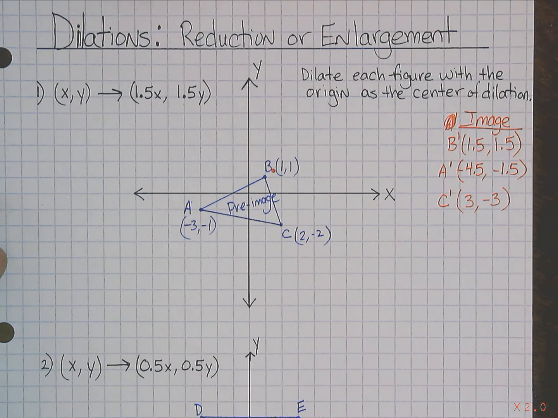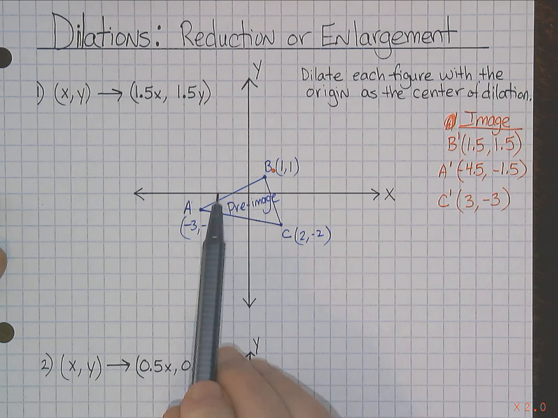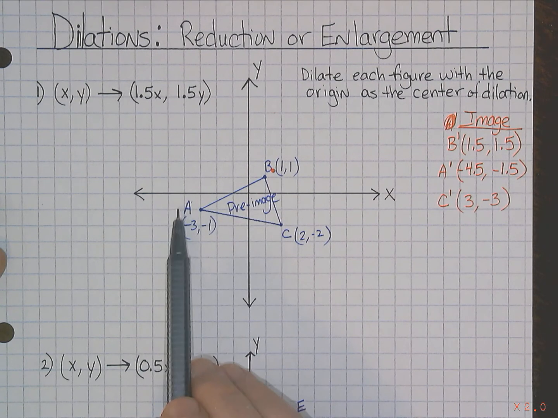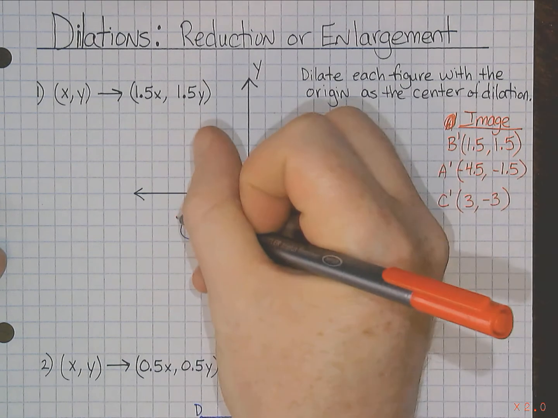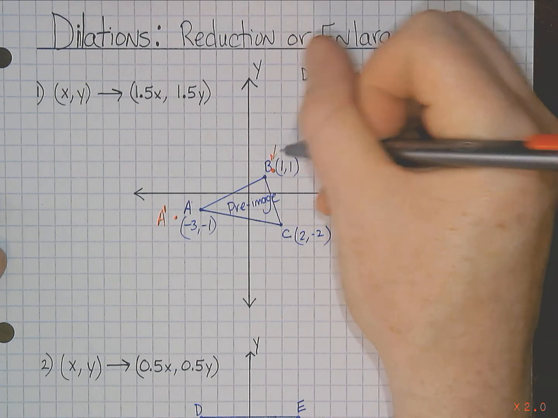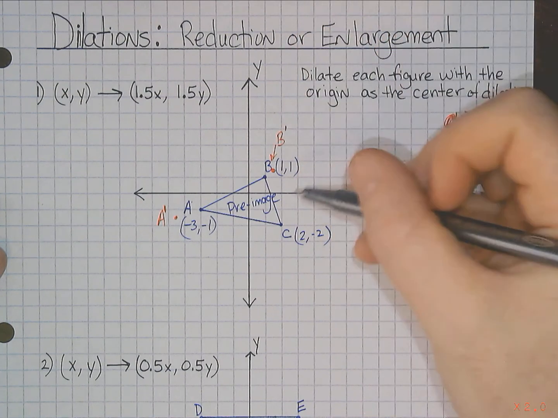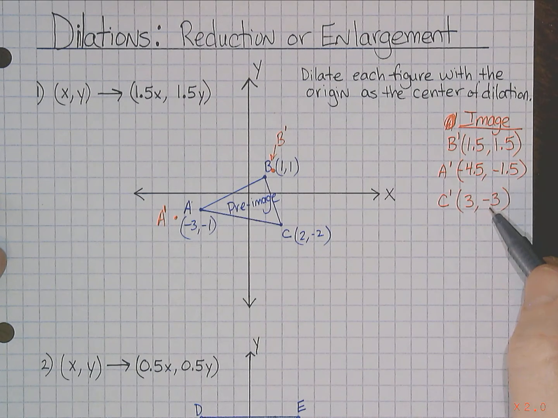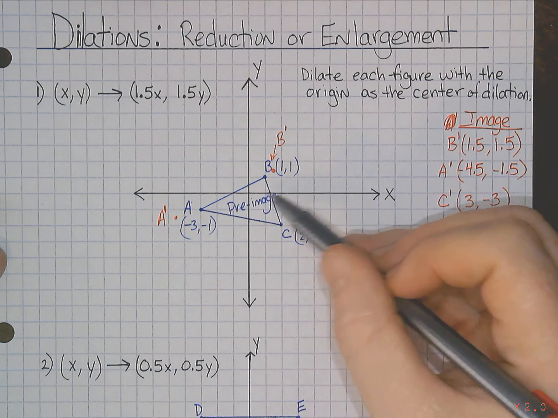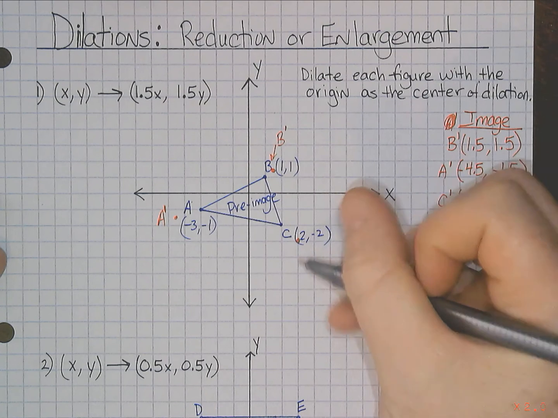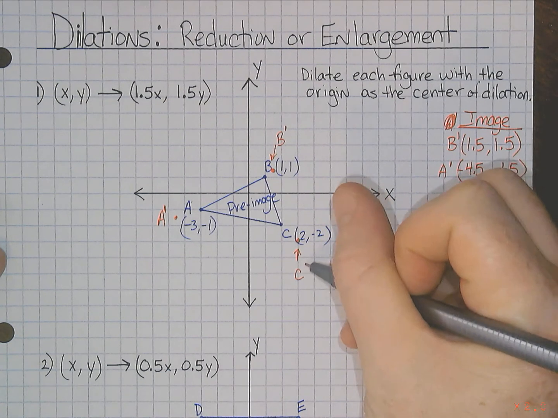Okay. A prime is going to be negative 4.5. 1, 2, 3, 4, 4.5. Negative 1.5. It's going to end up about right there. So that's going to be A prime. I forgot to label this B prime. It's so close to B, so I'm just putting a little arrow right there so you can see where it's at. And C prime is going to end up being 3, negative 3. So 1, 2, 3, 1, 2, 3. And that's going to end up right here. And that little dot right here is going to be C prime.